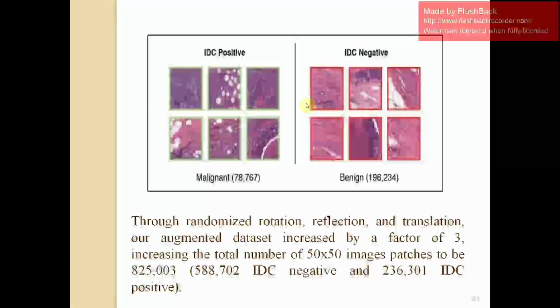So here you see the two images, IDC positive and IDC negative. Through randomized rotation, reflection and translation, our augmented data set increased by a factor of 3, increasing the total number of 50 by 50 image patches to approximately 825,000. Among that, as I told you, these are IDC negative and IDC positive.